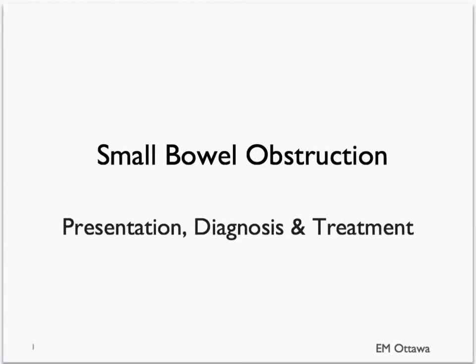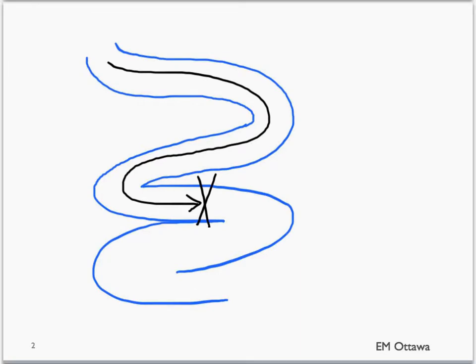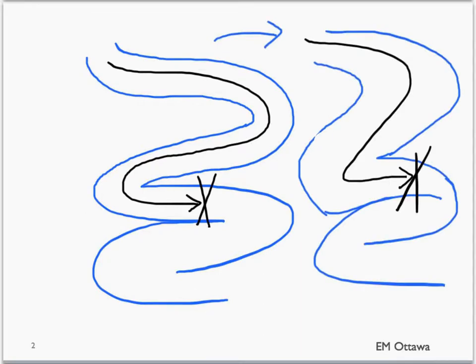In this segment, we'll discuss the presentation, diagnosis, and treatment of small bowel obstruction. Small bowel obstruction happens when the normal flow in the bowel lumen is blocked. As a result, the bowel proximal to the obstruction then dilates.